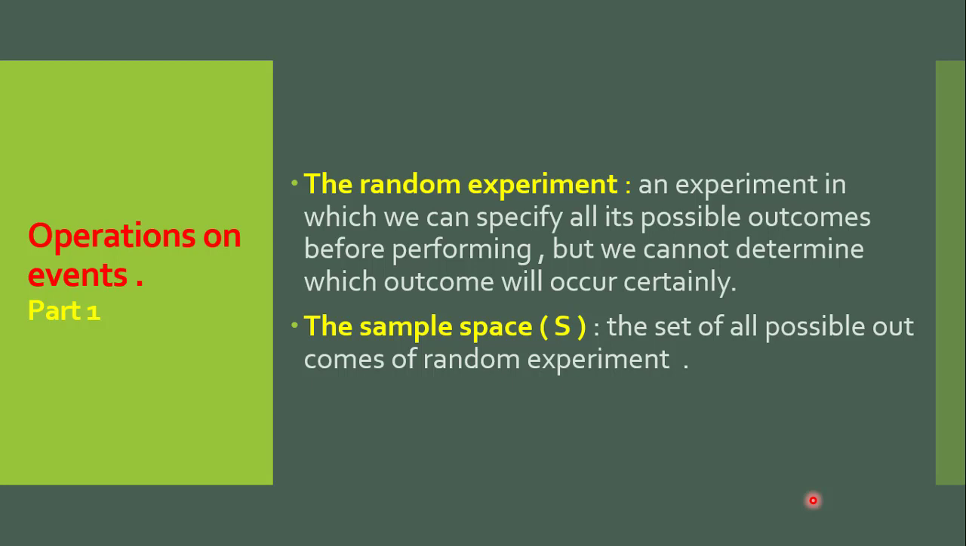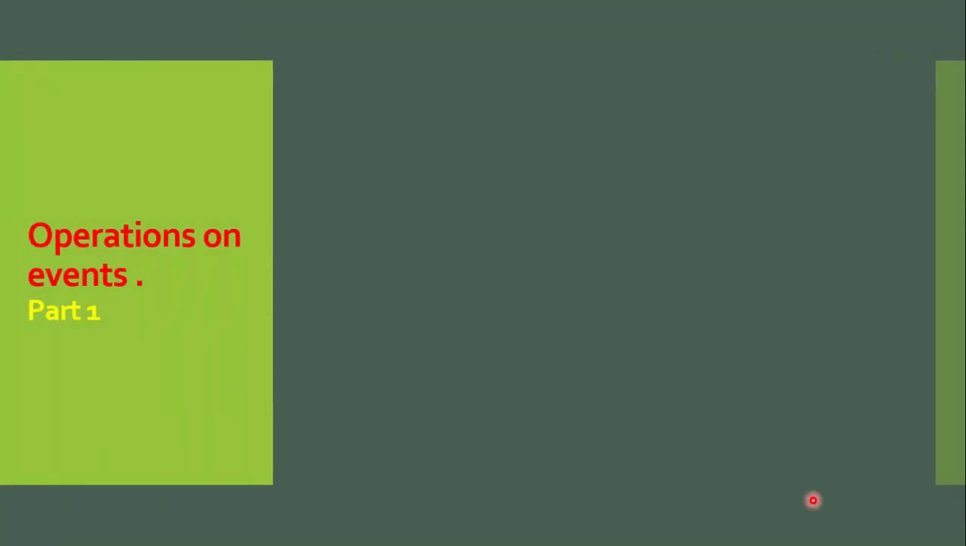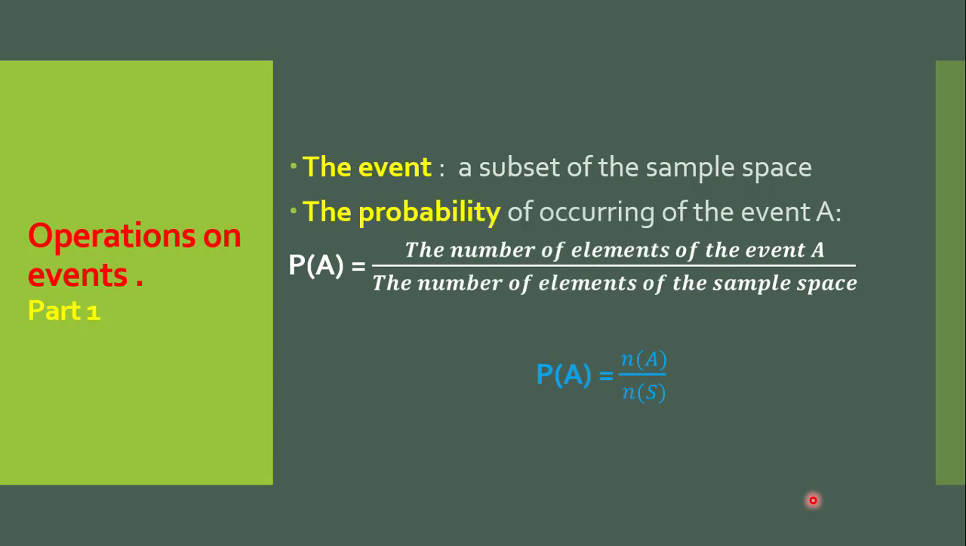Also, we studied the sample space, and we said that the sample space is the set of all possible outcomes of any random experiment. What about the event? The event is a subset of the sample space. It means it's just a part of the sample space.